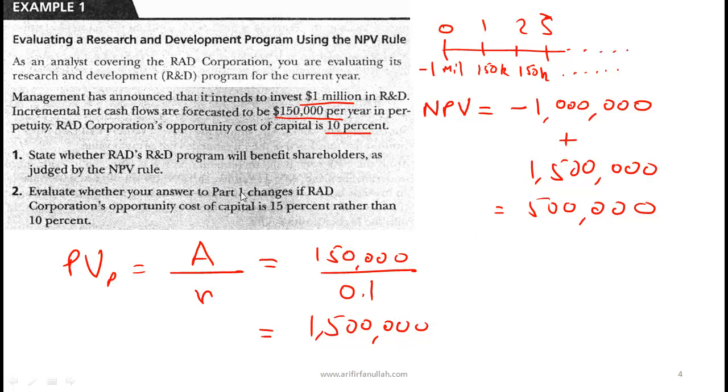Okay, estimate whether your answer to part 1 changes if the cost of capital is 15%. Then what happens? Yeah, then the NPV is 0. Then we have a situation where the company just becomes bigger because you are doing one more project, but you are not adding value.